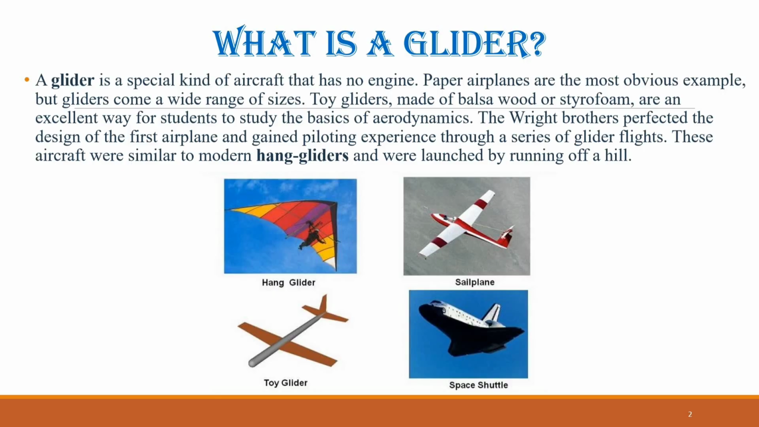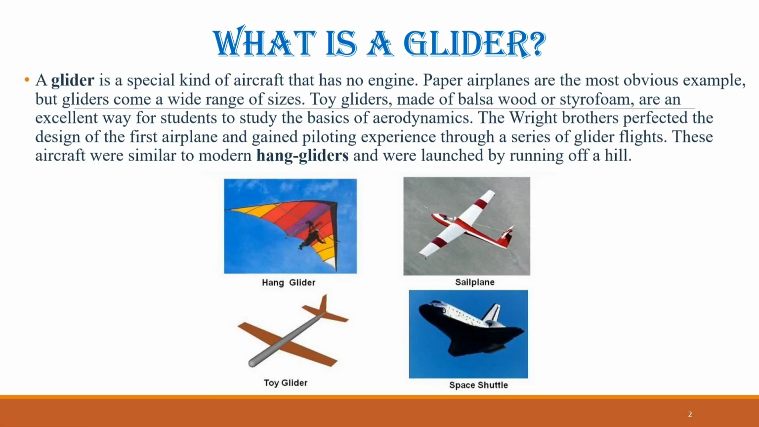What is a glider? A glider is a special kind of aircraft that has no engine. Paper airplanes are the most obvious example, but gliders come in a wide range of sizes. Toy gliders, made of balsa wood or styrofoam, are an excellent way for students to study the basics of aerodynamics.